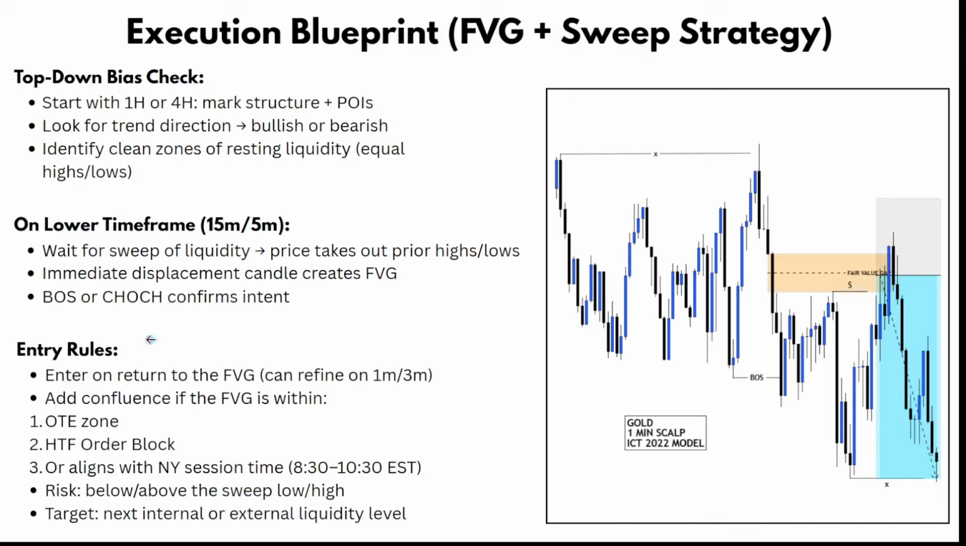Enter on return to the fair value gap. We can refine it on the 1 minute to the 3 minutes. We add confluences if the fair value gap is within a certain OTE zone, or a certain higher time frame order block, or if it aligns with the New York session time between 8:30 to 10:30. I'll say between 8:30 if you let the news pass, right?